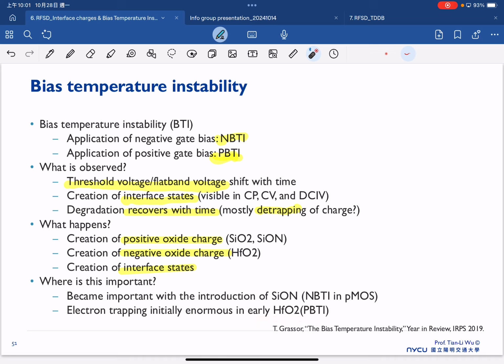So if in the future your research is related to bias temperature instability, no matter in what kind of device, I recommend you check this professor from TU Wien in Austria, Professor Tibor Grasser. I think he spent his whole life working on the BTI. Even nowadays, he's still working on the BTI. Basically, he tried to understand every advanced issue related to BTI.